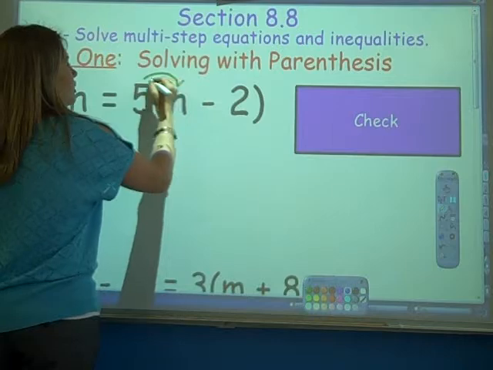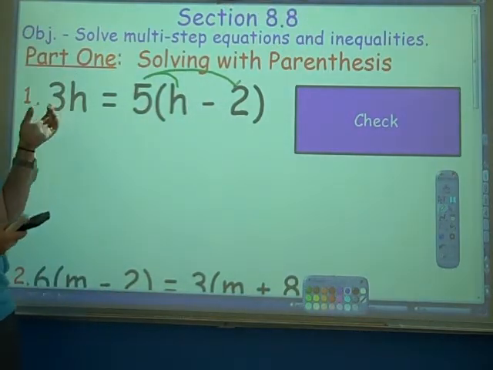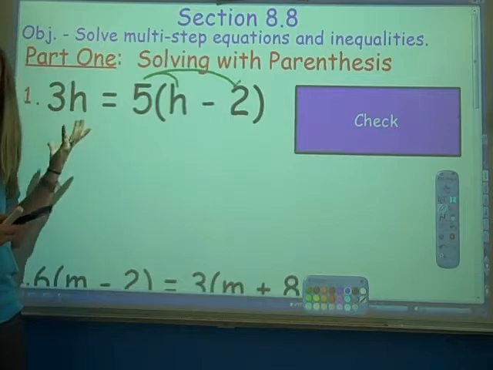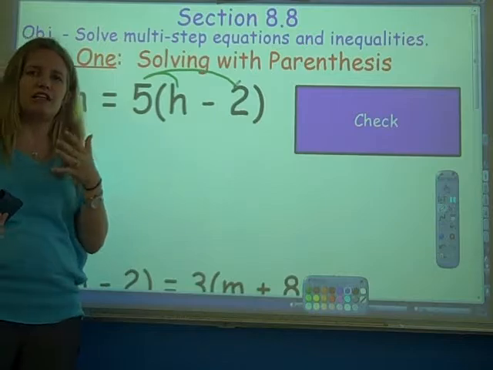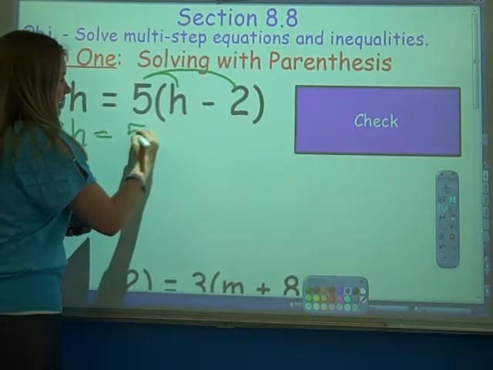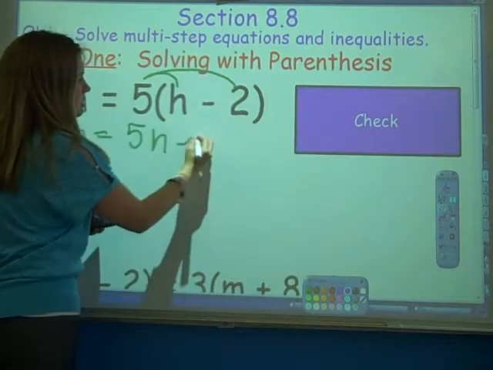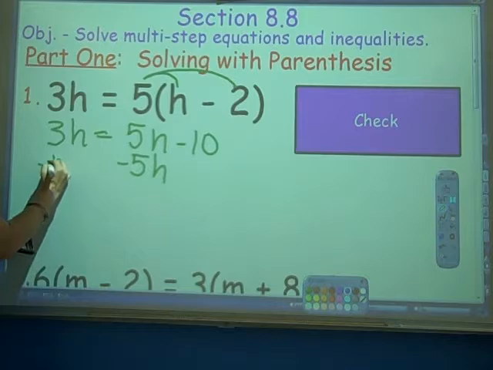You're going to distribute the 5 to each thing in here because you can't divide out this 5. You're going to get a mess over here with decimals. You could, it'll just be another way to solve it. We're trying to do it the most efficient way. 3h equals 5h minus 5 times 2, 10. Subtract 5h from both sides so that you can collect like terms.